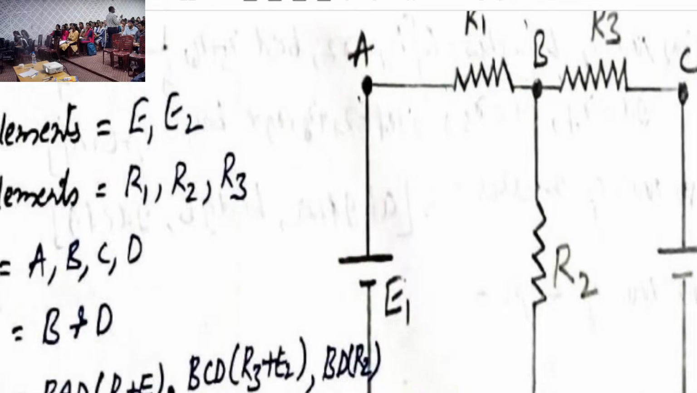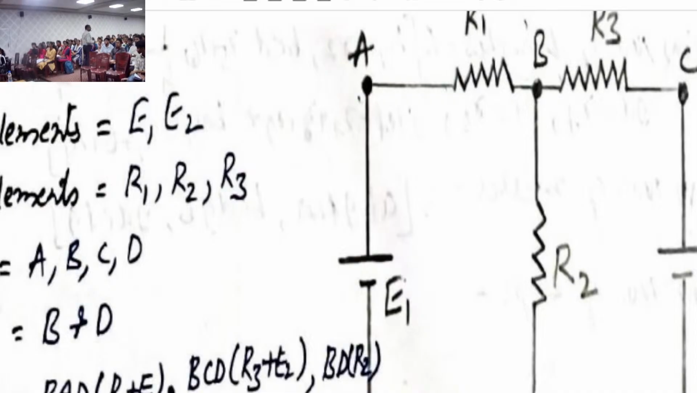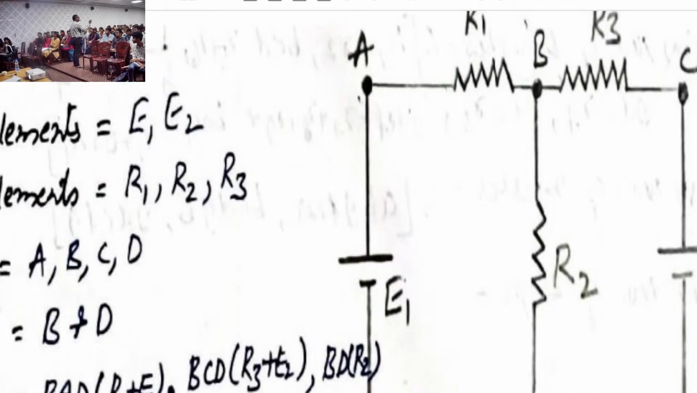Active elements, for example a battery, give power to the bulb to make it glow. Who is responsible for that? Batteries are responsible to glow the bulb. R1, R2, R3 should glow, so we should deliver power to the elements R1, R2, R3.